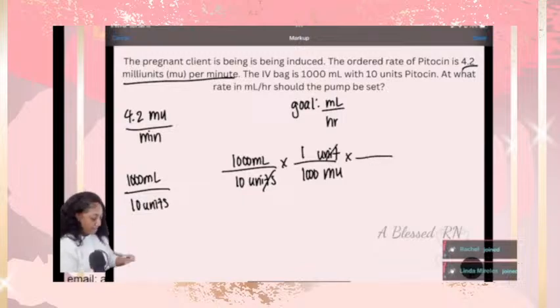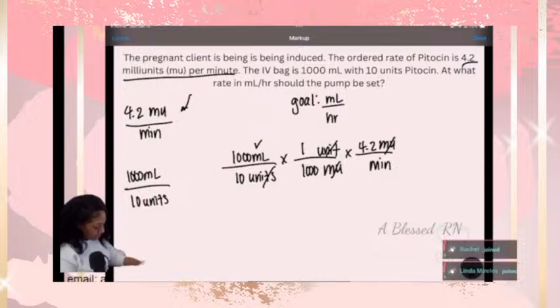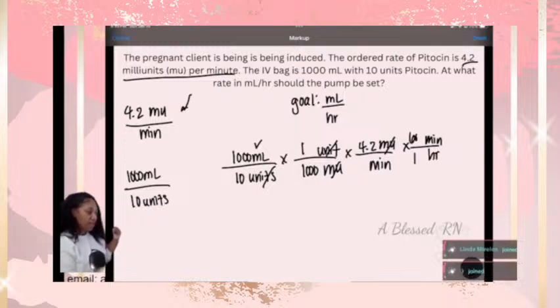Now we have milliunits at the bottom. We'll use our 4.2 milliunits per minute. Milliunits is crossed out. So now we've got milliliters on top, but we've got minutes on the bottom. We need hours. So we'll put our minutes on the top and our hour on the bottom. 1 hour is 60 minutes, okay?